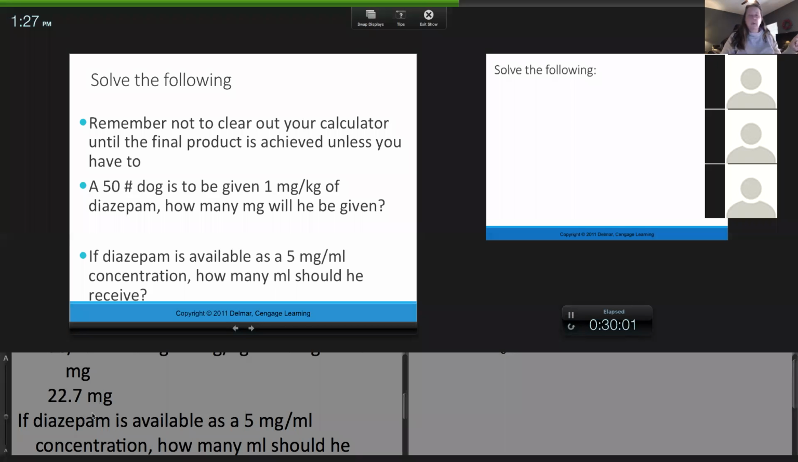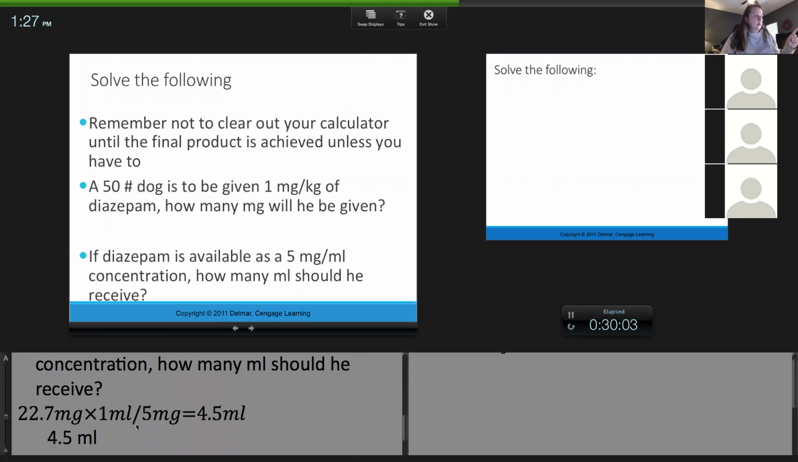So 22.7 milligrams is going to be divided by 5. You divide it by the concentration of the drug. 22.7 divided by 5 gives you 4.5 mils. So the patient received 22.7 milligrams, 4.5 mLs IV at 3 o'clock, for example.